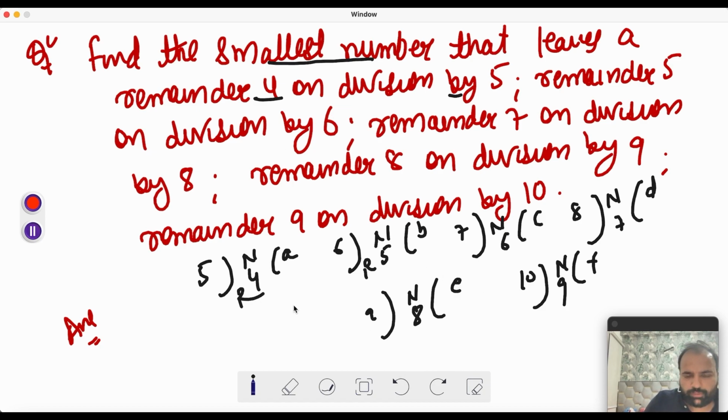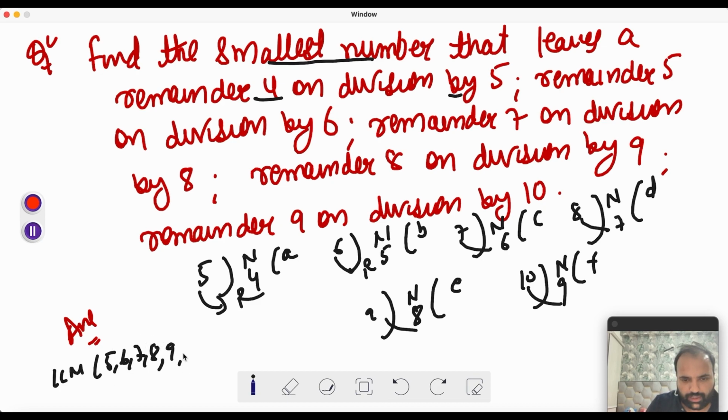See, the concept over here is, see very clearly that the remainder is the divisor minus 1. In all of these, this is what we have as a common pattern. So it's very simple, in one line we can solve this. So the answer would be the LCM of 5, 6, 7, 8, 9 and 10, minus 1. Okay, that's what would be the answer.